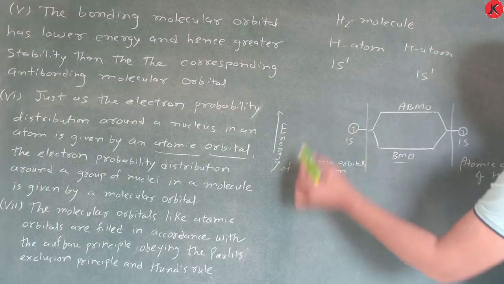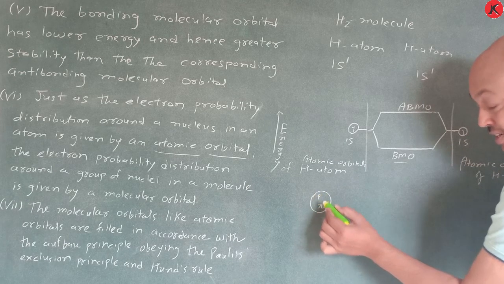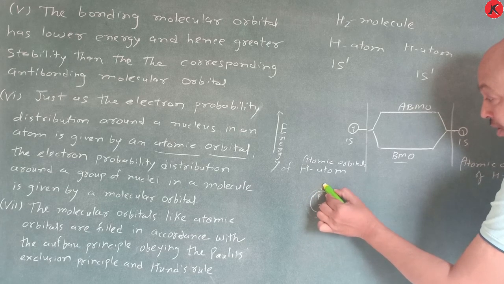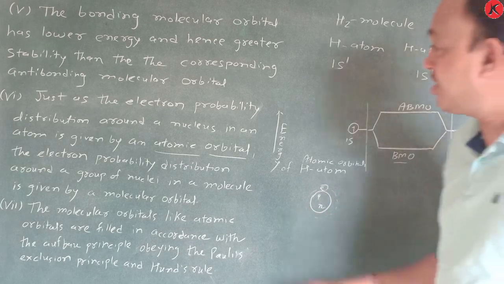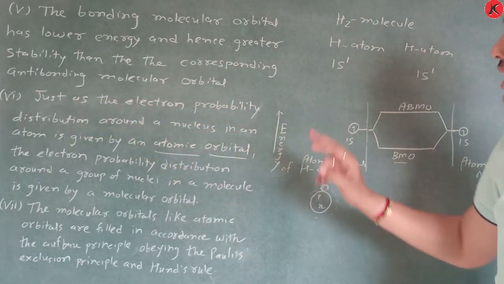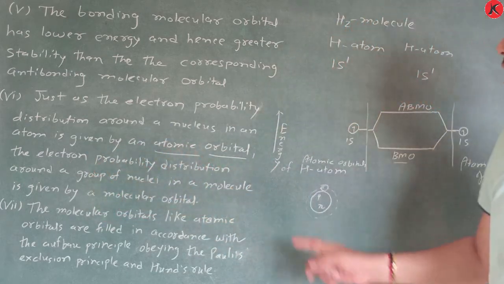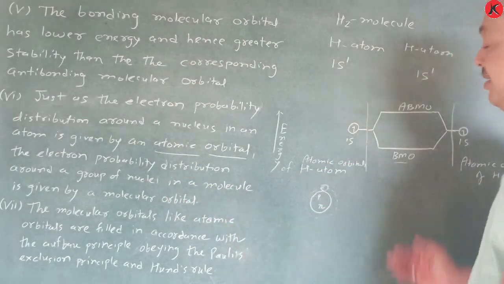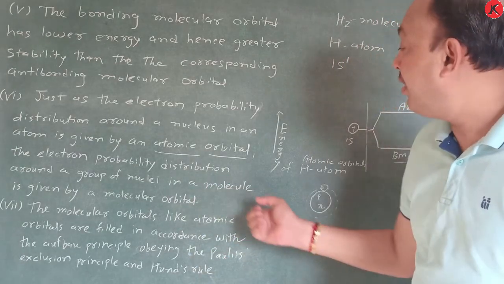Suppose we consider here this hydrogen atom, and this is the nucleus. Here a proton is there, here a neutron is there, but in orbit number 1, the electron is found here, here, here or here. So this distribution is there. Just as the electron probability distribution around a nucleus in an atom is given by an atomic orbital, the electron probability distribution around a group of nuclei in a molecule is given by a molecular orbital. Suppose the H2 molecule is obtained, at that time it is shown by a molecular orbital.